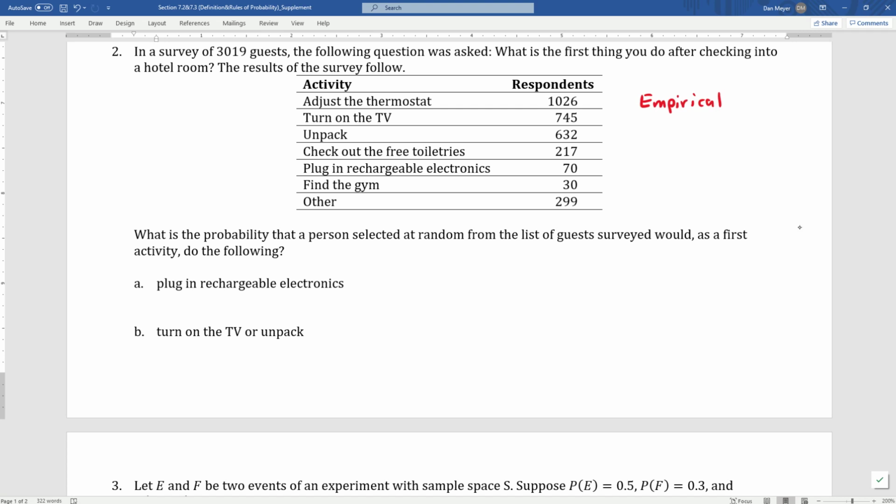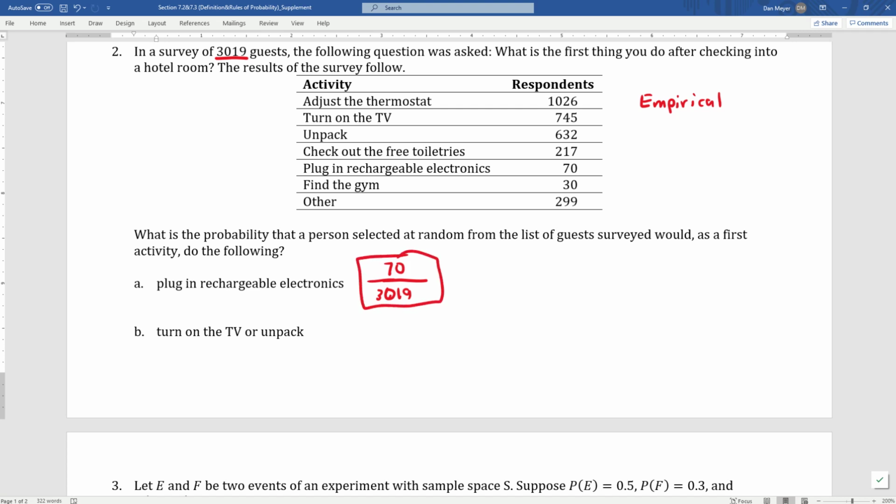What is the probability that a person selected at random would, as a first activity, plug in rechargeable electronics? Well, in order to find the relative frequency, we have to know the total number of guests. Hey, they told us the total number of guests. We don't have to do any adding. So whatever this is, it's going to be a fraction over 3,019. The number who plug in rechargeable electronics is 70. Well, that was easy enough.